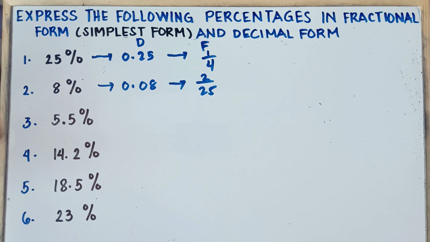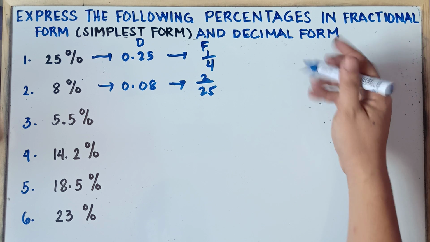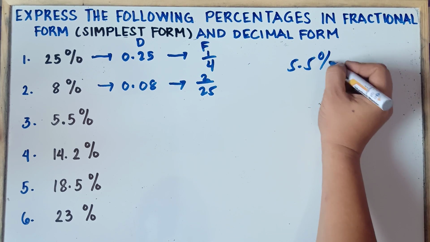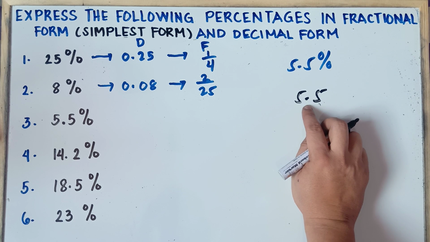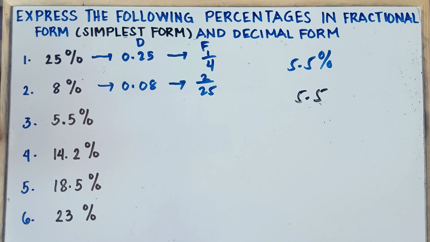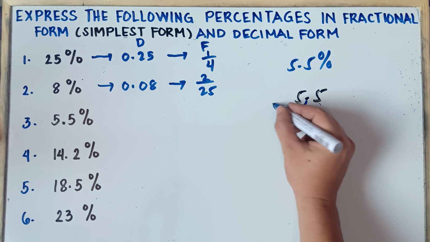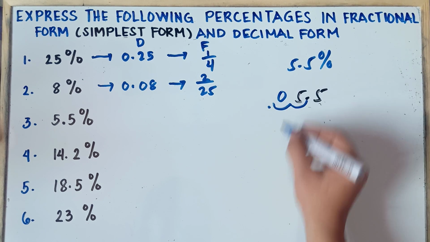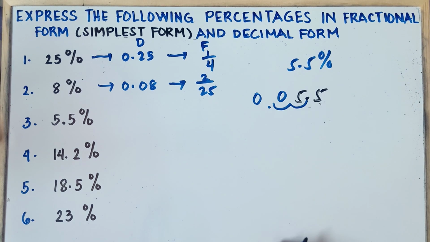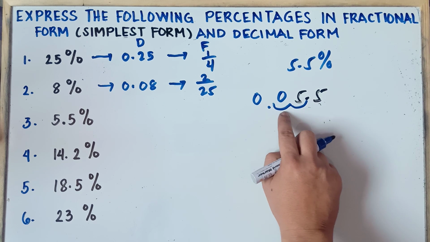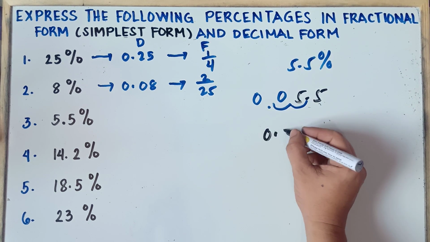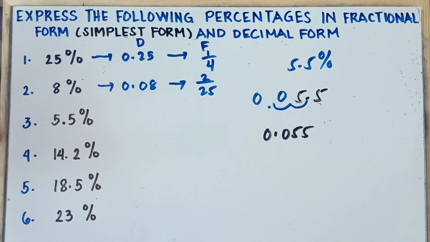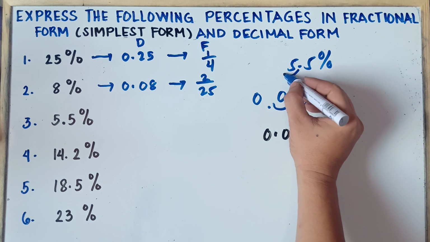So let's have example number 3. Once again, convert this one into decimal, 5.5%. So 5.5%, once again, the decimal point is here. Move right to left twice. 1, then 2. Put point and put 0 here. Another 0. So that would be 0.055.